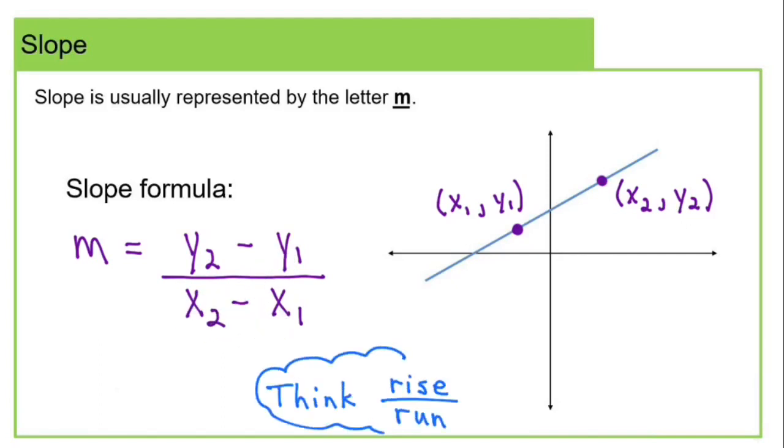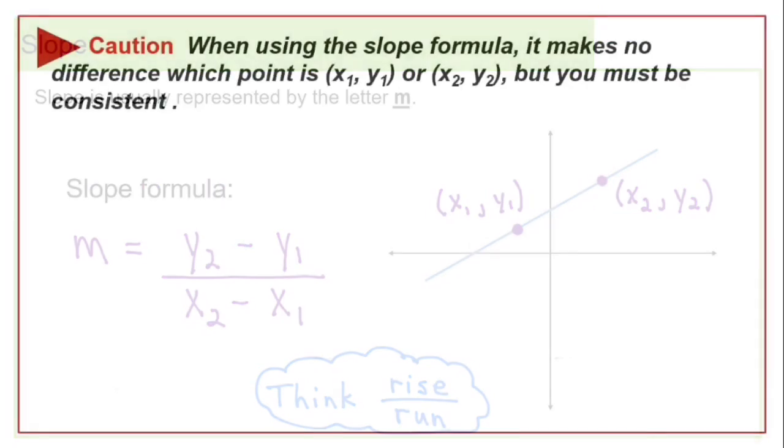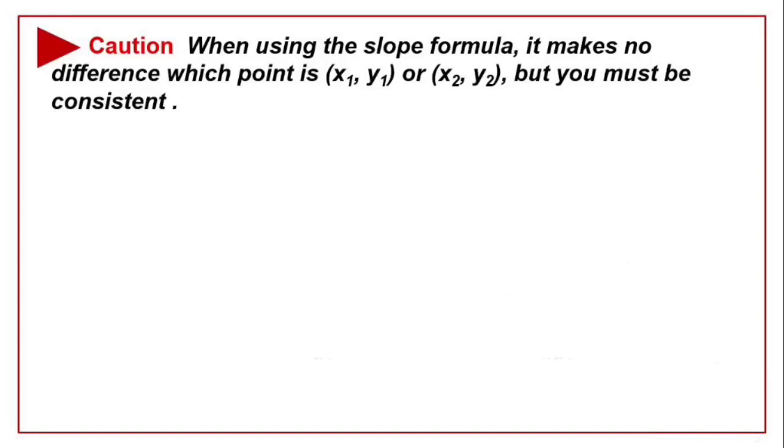We can always think of slope as rise over run, and that's very helpful to remember because that will help you remember that the y values go in the top. See, the difference between the y values shows you how far the line rises from one point to another. So rise over run.